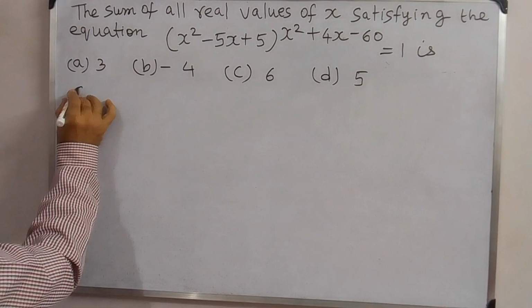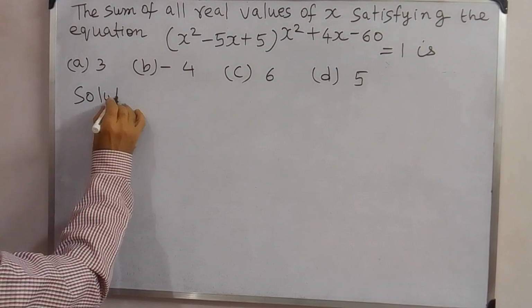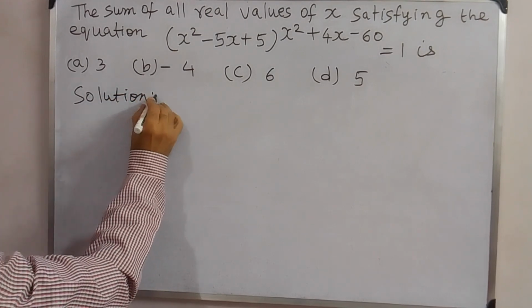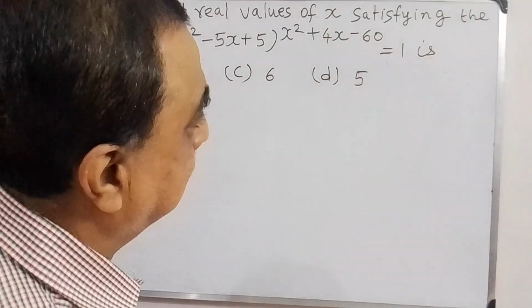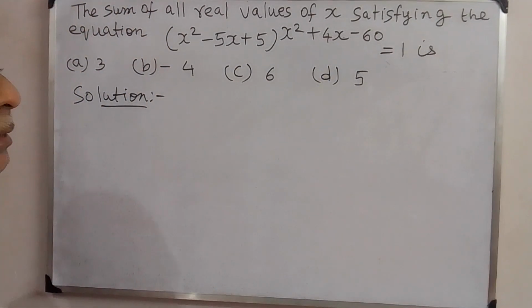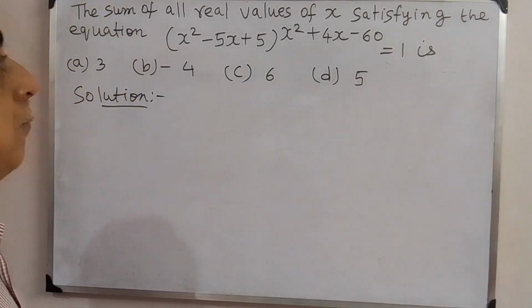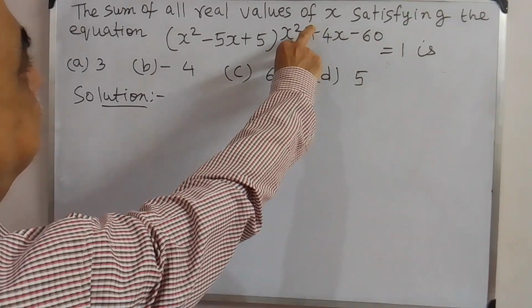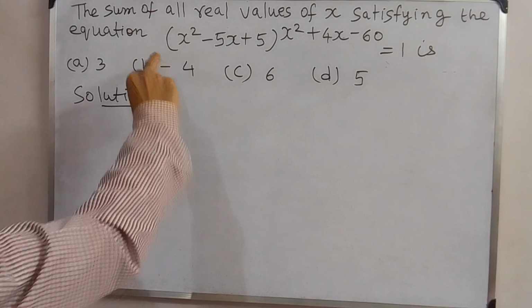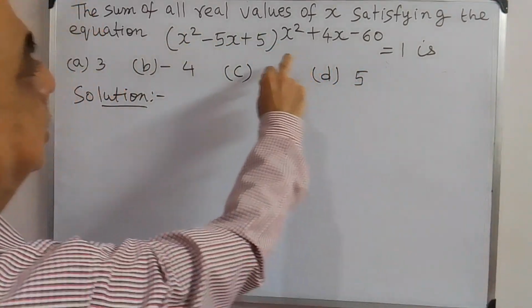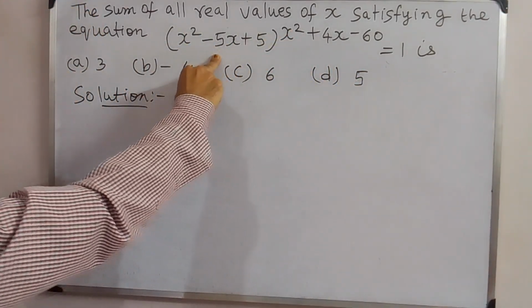Okay, from the four given options, it is being told to us that only one option is correct and we have to find the correct option. So first you understand the question. What is the question saying? The question is saying that we have to find the real values of x. Here from the given equation, the real values of x we have to find out.